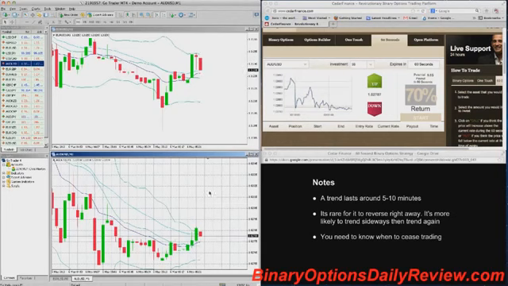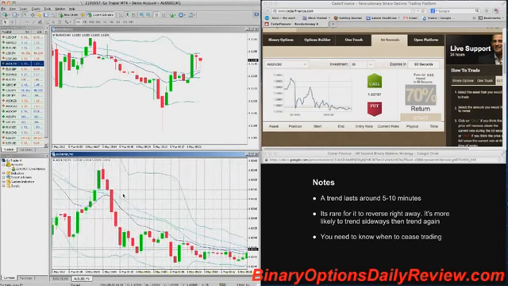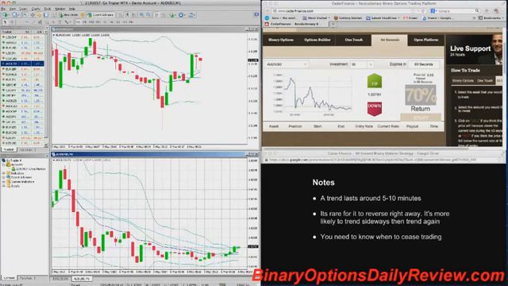It's rare to see a reversal straight away. But in this particular case, you actually did see a reversal pretty much straight away. So you need to know when to stop trading. Otherwise, if you keep on trading and there's no more trend, you're just basically going to lose.